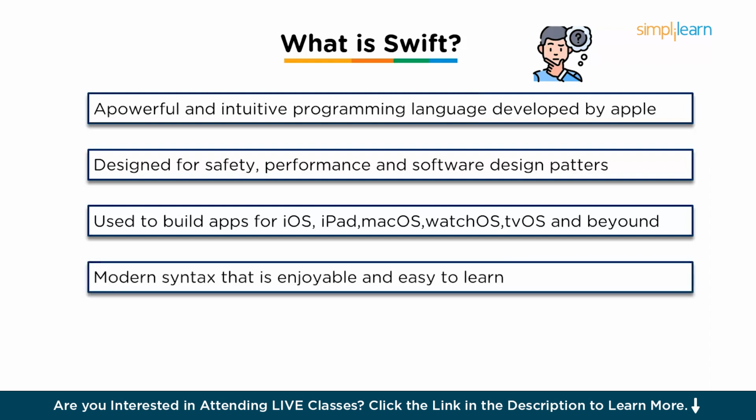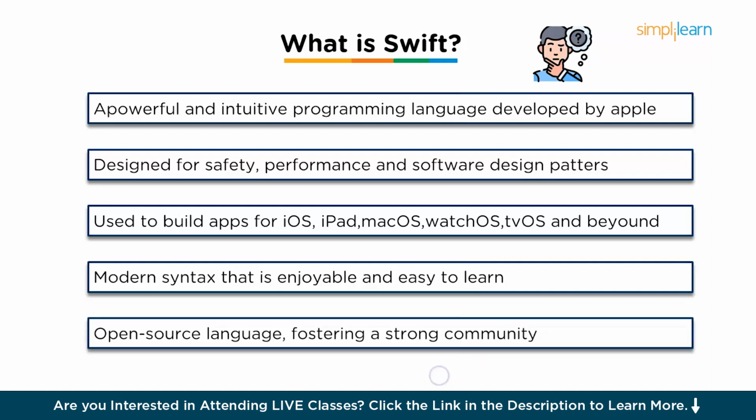One of the great things about Swift is its modern syntax. The way you write code in Swift is designed to be clear, concise, and even enjoyable. It's generally considered easier to learn and use than some older programming languages. Finally, Swift is an open source language. This is important because it means that Apple has made the language available for anyone to use, modify, and distribute. This has led to a large and active community of developers who contribute to Swift development and provide support to each other.